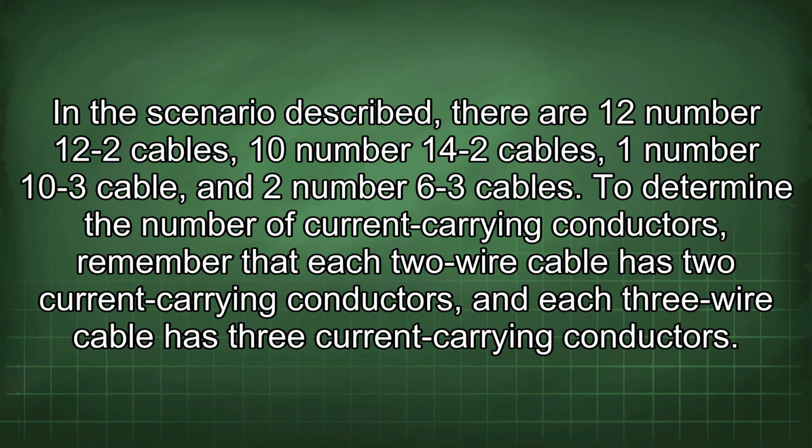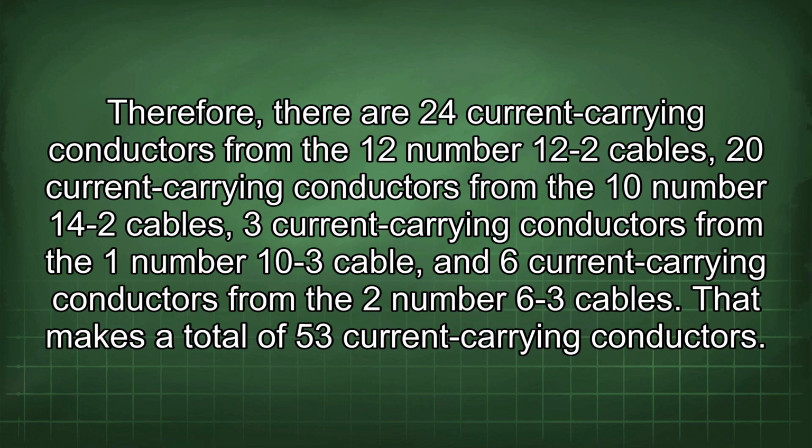In the scenario described, there are 12 number 12-2 cables, 10 number 14-2 cables, 1 number 10-3 cable, and 2 number 6-3 cables. To determine the number of current-carrying conductors, remember that each 2-wire cable has 2 current-carrying conductors, and each 3-wire cable has 3 current-carrying conductors. Therefore, there are 24 current-carrying conductors from the 12 number 12-2 cables, 20 from the 10 number 14-2 cables, 3 from the 1 number 10-3 cable, and 6 from the 2 number 6-3 cables. That makes a total of 53 current-carrying conductors.